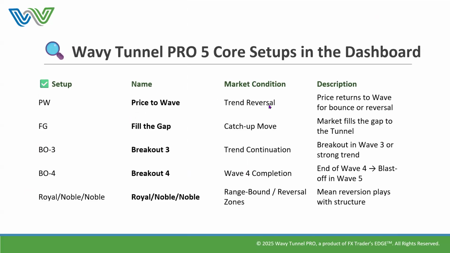Price to wave, that's trend reversal. Price returns to the wave for a bounce or a reversal. And you could set these up yourself on your charts. I told you what the moving averages are, and the filter is the 12 EMA. You just won't get the semaphores. The fill the gap trade is a catch-up move. The market fills the gap to the tunnel. The breakout 3 is trend continuation in a strong trend. And the breakout 4 is also trend continuation at the end of the wave 4.